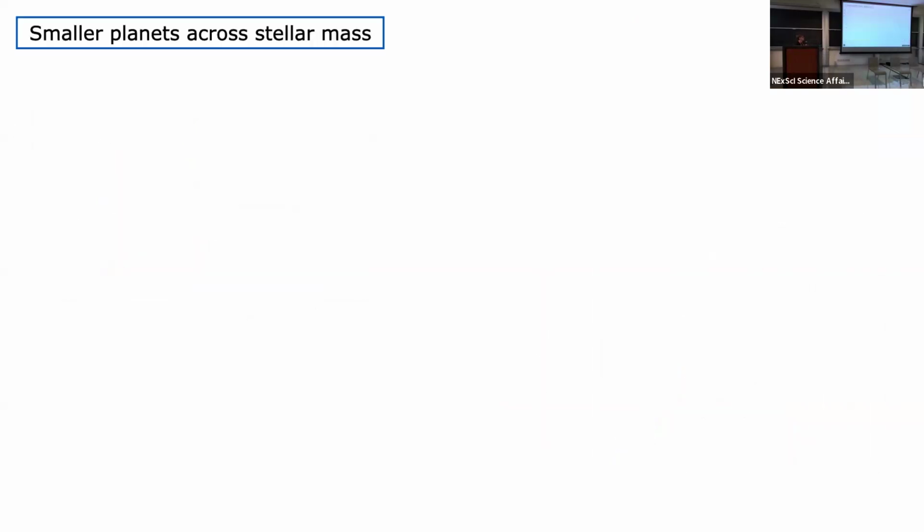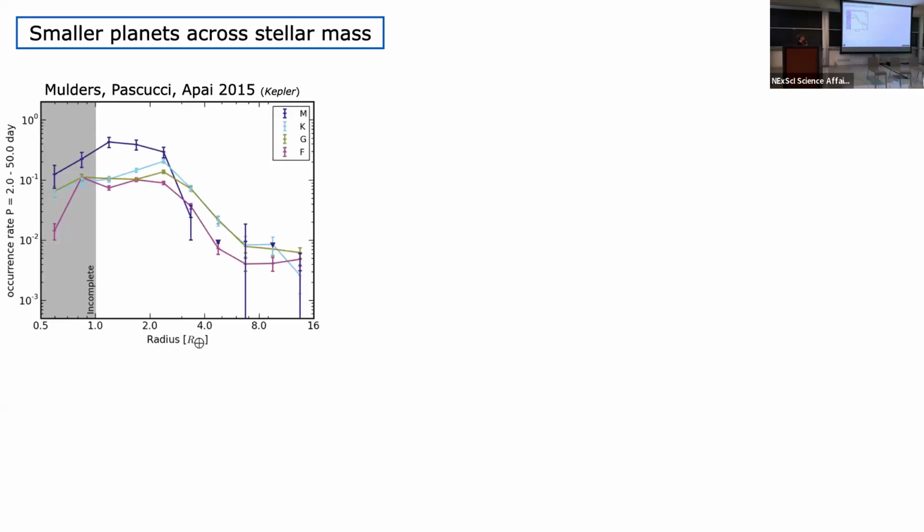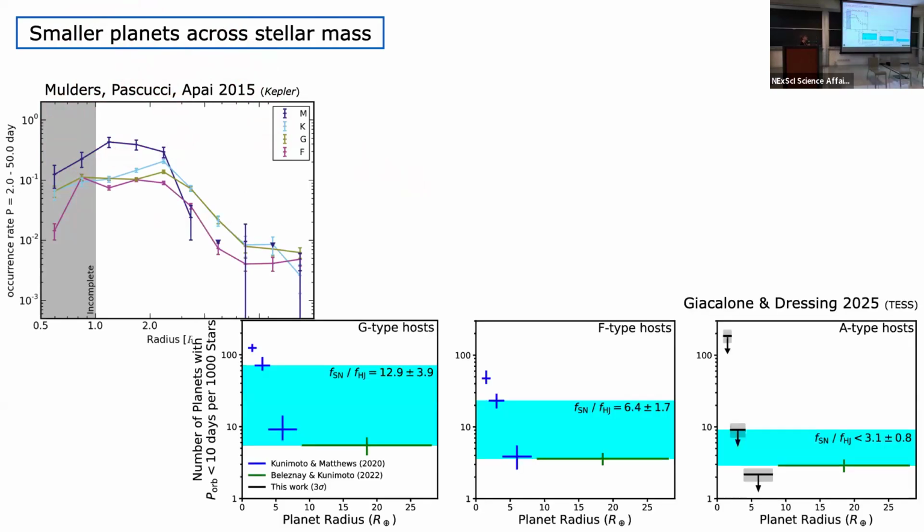Now, let's look at the smaller planets. I'm going to first group all of them, the sub-Neptunes and the super-Earths, together, and see how the occurrence looks as a function of stellar mass. This is the occurrence in this specific period range from Kepler, 2 to 50 days, as a function of radius of the planet. One thing we noticed early on was that there seems to be an increase of small planets towards lower mass stars, indicated here as M dwarfs, in blue. Now, fast forwarding 10 years, you can do this type of study.